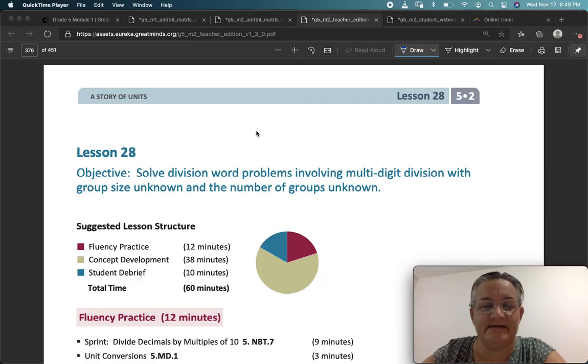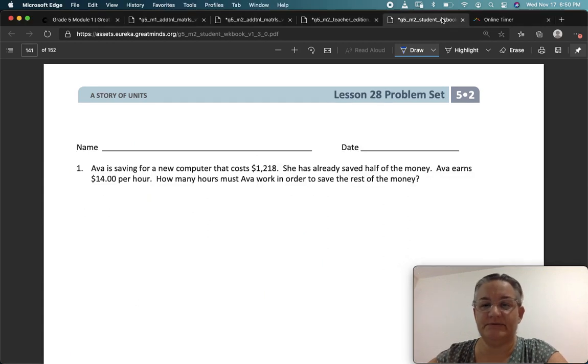Welcome to Eureka Math. This is Module 2, Lesson 28, and we are almost done with this module. So now we're going to get into some word problems before we finish out and then take the end of module exam next week, okay? Our objective today is to solve division word problems involving multi-digit division with group size unknown and the number of groups unknown. So let's go to our problem set.